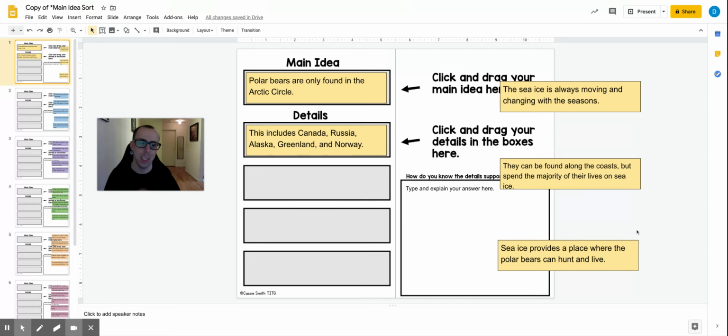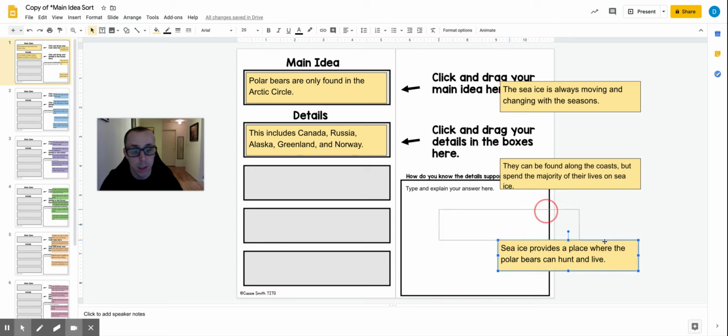Okay, now, since these three sentences talk about sea ice, I want to see which one is more of an introduction to sea ice. The sea ice is always moving and changing with the seasons. They can be found along the coasts, but spend the majority of their lives on sea ice. Or sea ice provides a place where the polar bears can hunt and live. This sort of introduces sea ice. That is the one I want to go next to make this sequence the most fluid that I can.